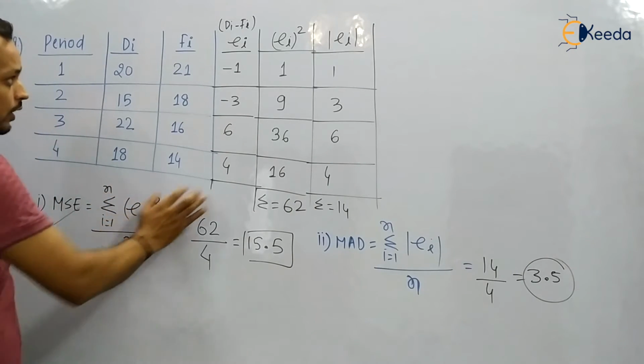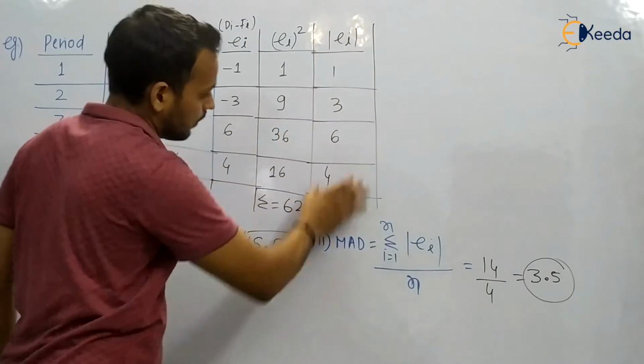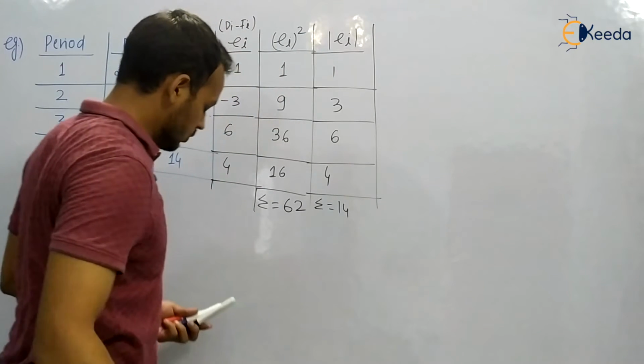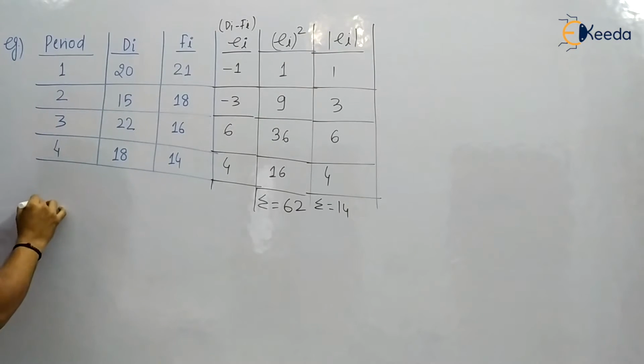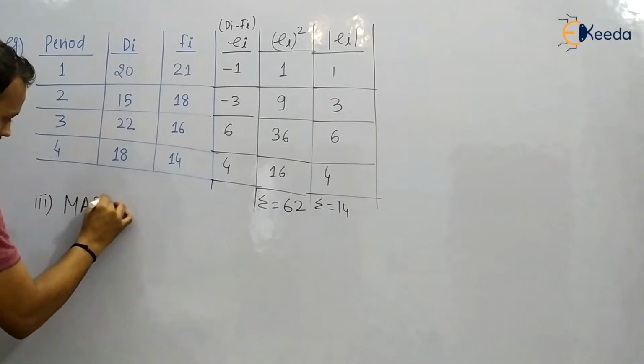We have to find EI square. Then we have made the column of EI square. We have to find the summation of EI mod. Then we have written the EI mod. Okay. The next one is mean absolute percentage error.